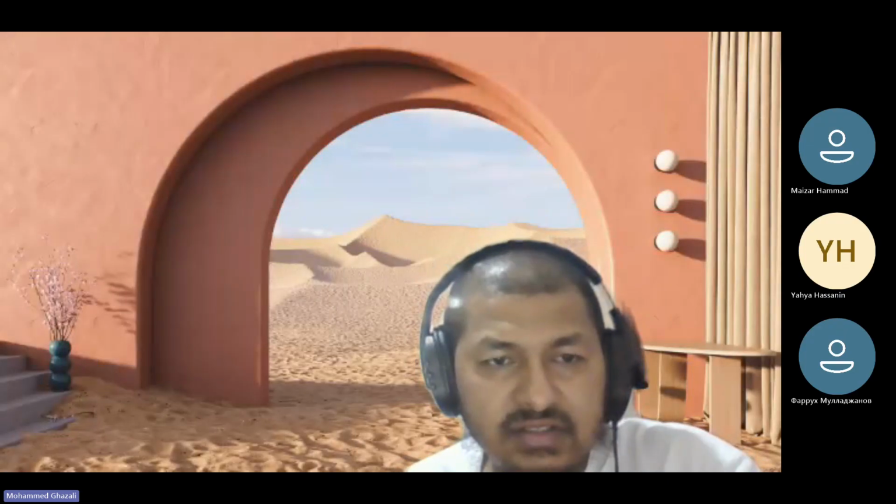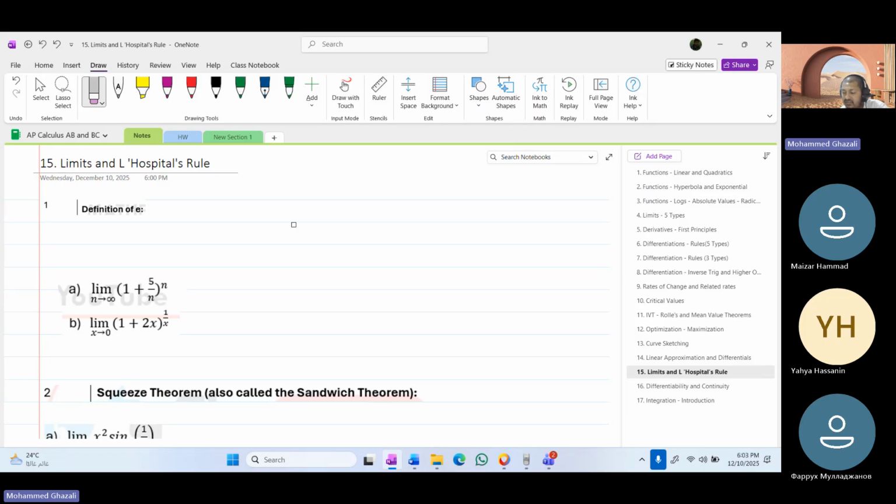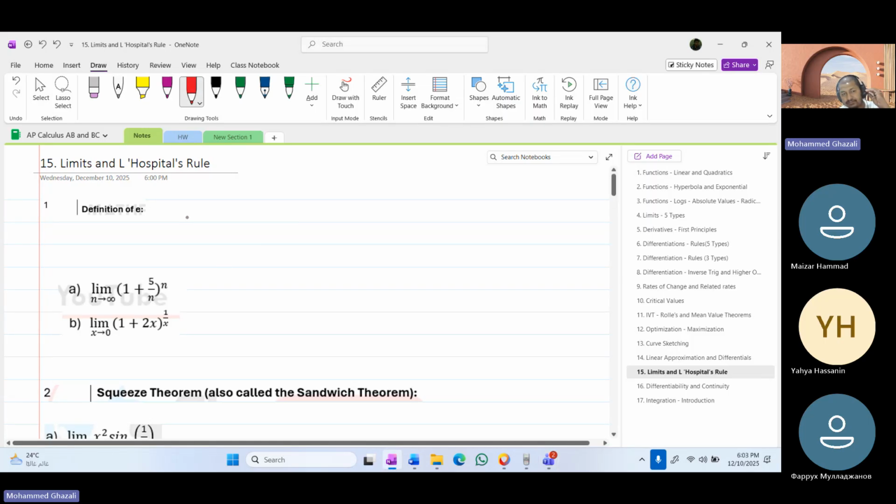This is AB and BC Calculus. In this lesson, we will be studying limits. What type of limits? Specifically, we'll be studying limits involving e and the Squeeze theorem, and doing indeterminate forms with L'Hopital's rule.